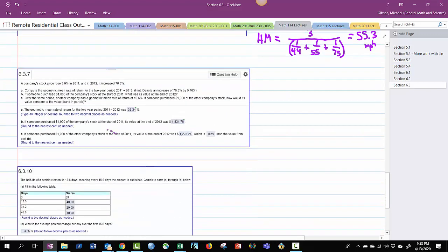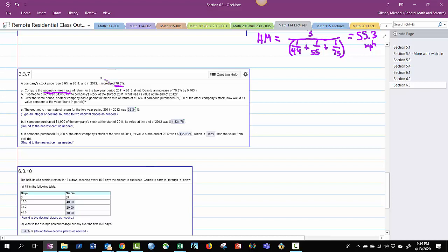Next, company stock price rose 3.9% in 2011, and in 2012 it just took off, went up 76.3%. Now the nice thing about this is on most of them, maybe all of them even, but for these ones where they want us to use the geometric mean, they at least usually tell us that. So company stock prices rose 3.9% in 1 year, 76.3%. What's the 2-year average?